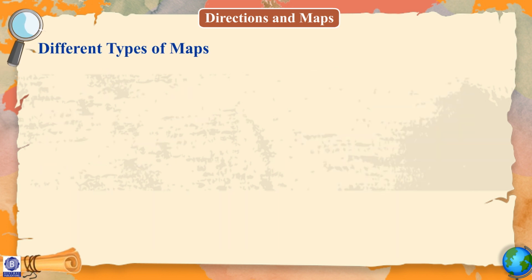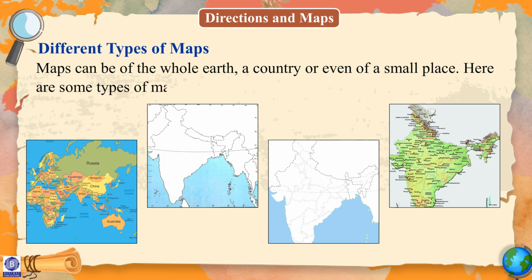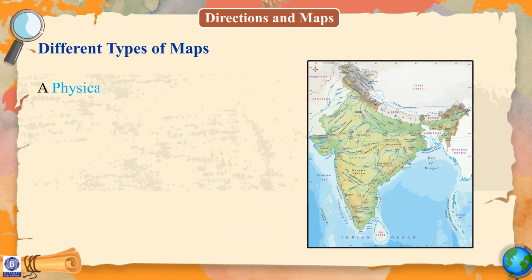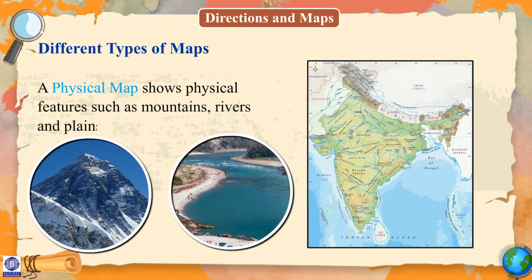Different types of maps. Maps can be of the whole earth, a country, or even a small place. Here are some types of maps. The world map shows all oceans and continents. A physical map shows physical features such as mountains, rivers, and plains.